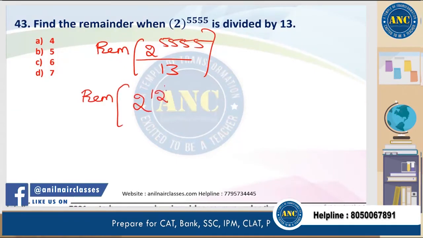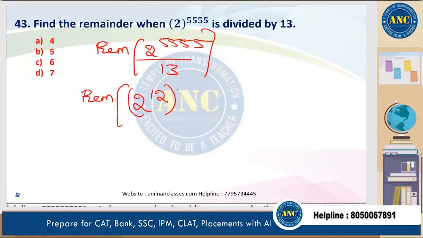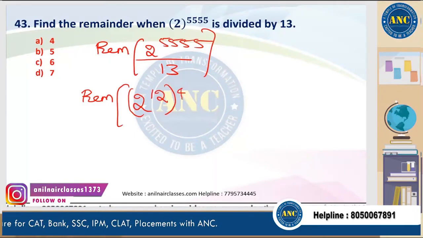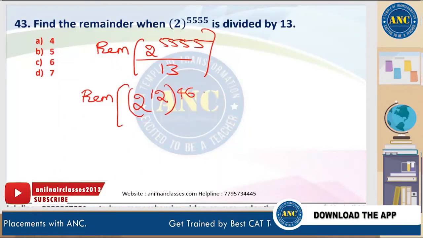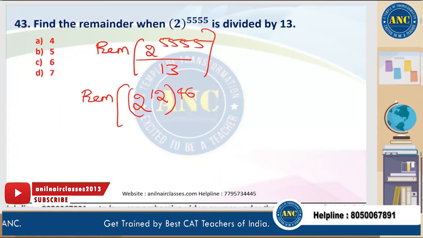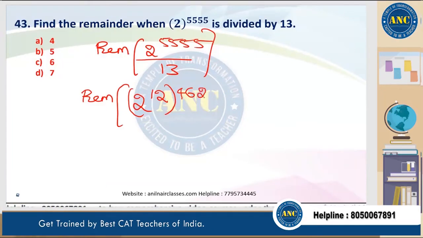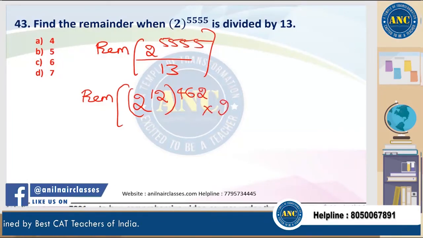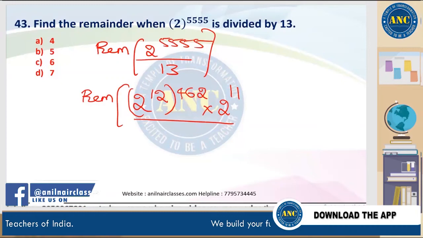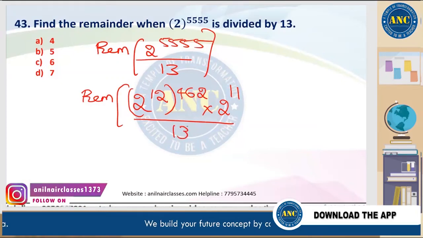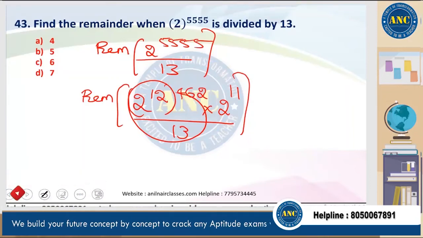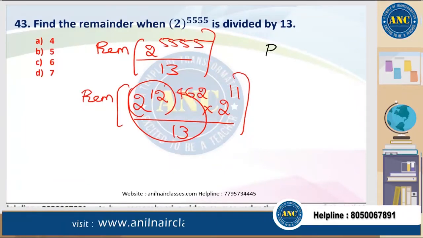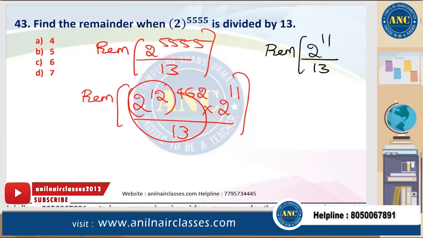2 power 12. 12 fours are 48, 75; 12 sixes are 72, 35; 12 twos are 24. So 2 power 55555 becomes 2 power 12 to the power 4629 into 2 power 11 divided by 13. These anyway give 1, so this will become 2 power 11 divided by 13.